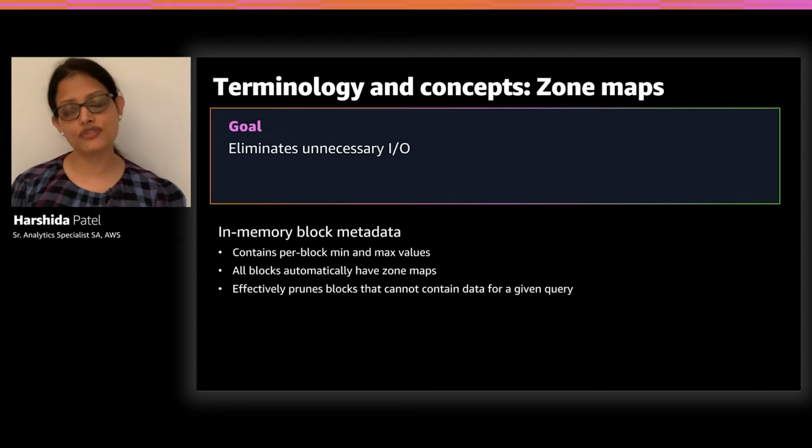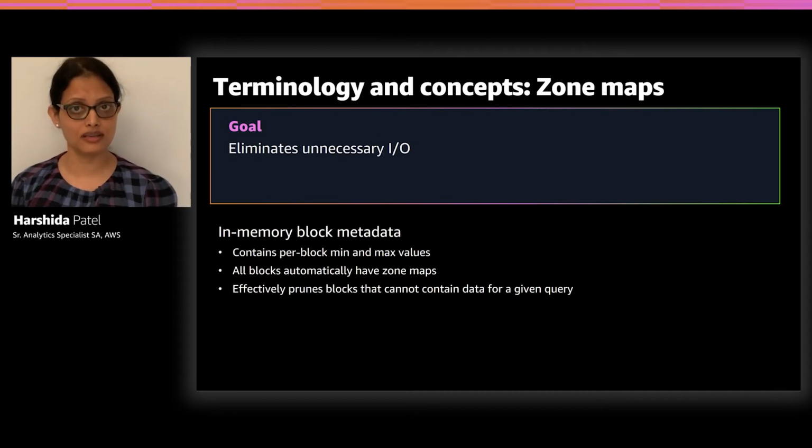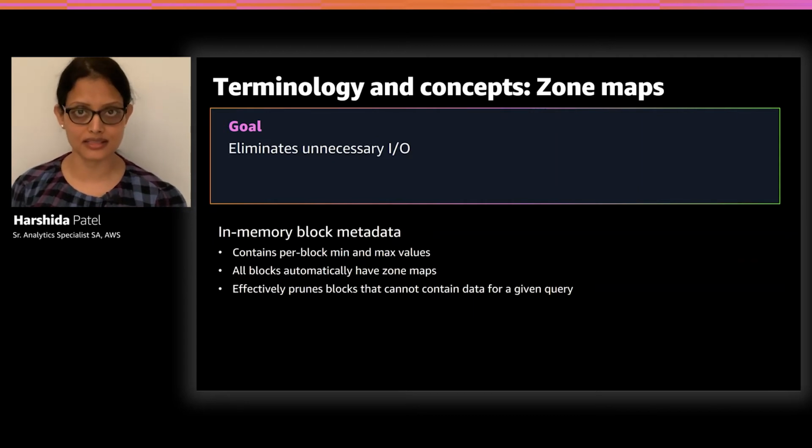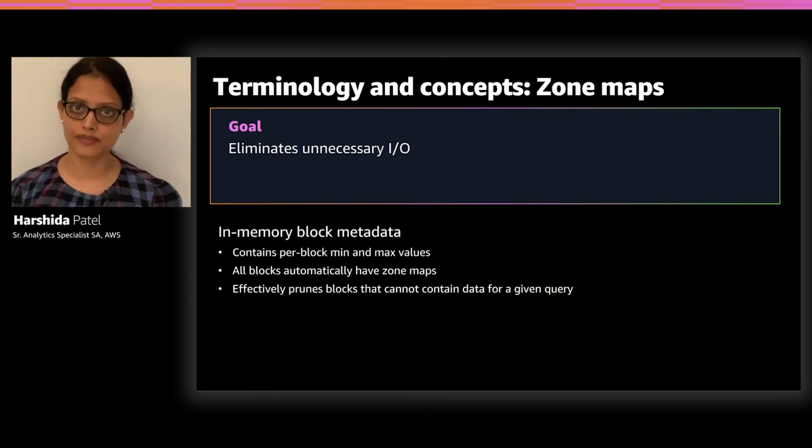The concept of zone maps. A zone map is an in-memory metadata which stores the minimum and maximum value of the blocks. The main purpose of zone maps, when you run a query, is to tell the optimizer which blocks have the data, so it can prune out the blocks from the disk that do not contain data, reducing the I/O.